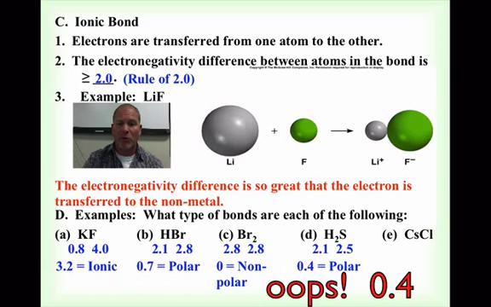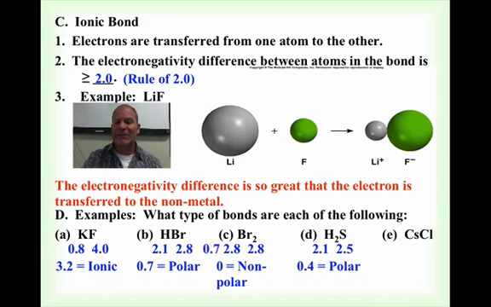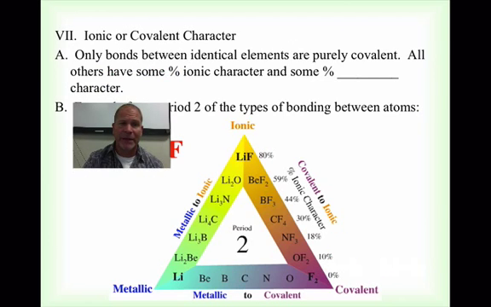So we call it nonpolar, polar, ionic. And then cesium and chlorine. Cesium weighs in at 0.7. Chlorine is 3.0. It's a difference of 2.3. Therefore, we classify it as an ionic compound. Remember, we give you the electronegativity chart, so you don't need to memorize it.